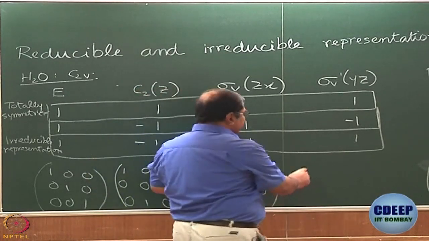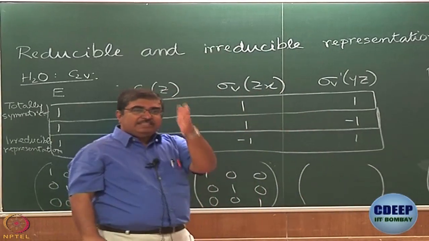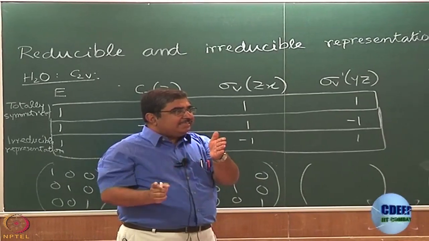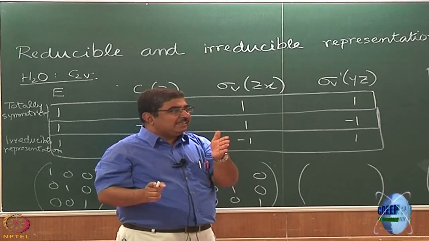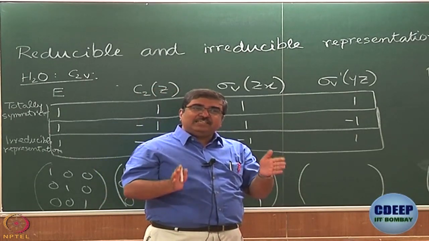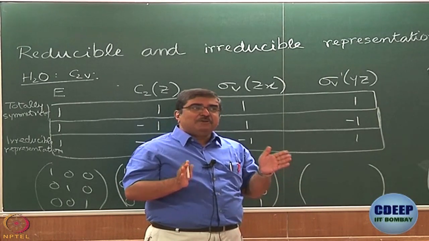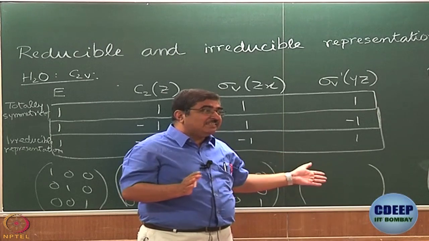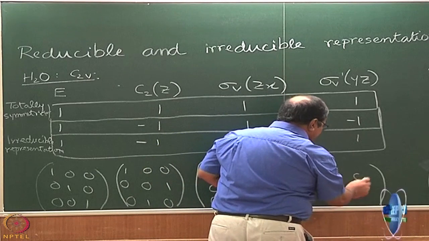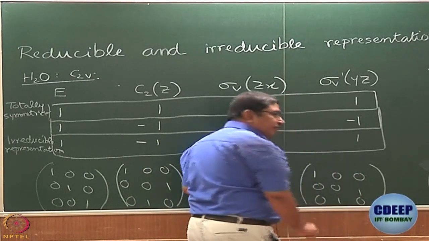And finally, σv' yz. So, O remains O, HA becomes HB, HB becomes HA. At first look, it seems that the operation is exactly the same as C2, right? But if you are picky, then it is not. I mean, the matrix is the same. Let me write the matrix first. 1 0 0, 0 0 1, 0 1 0.